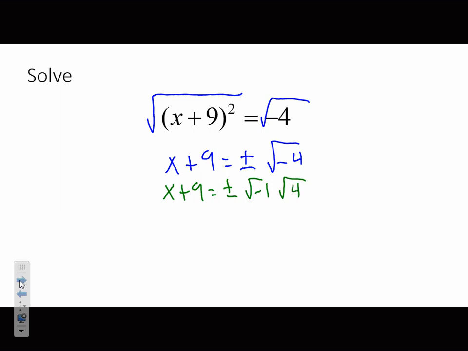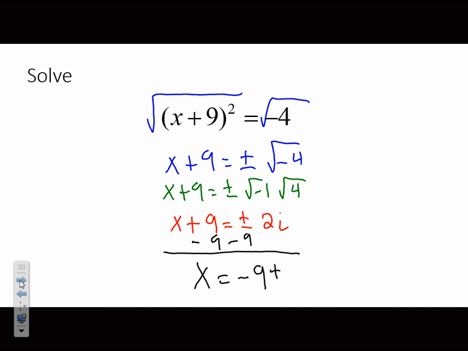4 is a perfect square. We know that the square root of negative 1 is i, so we're going to get x plus 9 equals plus or minus. We know our number gets reversed, so I'm going to write 2i. Almost done here. Now we get x by itself. So we're going to subtract 9 from both sides. And our answer is going to be x equals negative 9 plus or minus 2i.